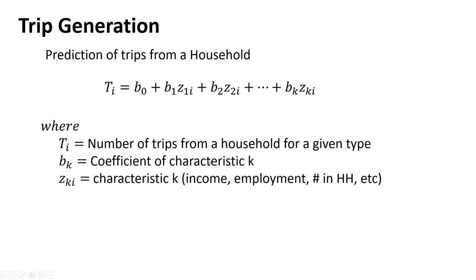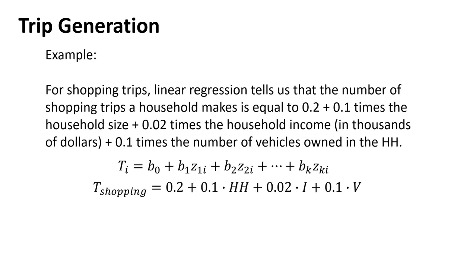And these characteristics could be those things we just talked about: income level, number of people who live in the household, number of vehicles you own. Those are some of the biggest indicators of number of trips made. And so there's some coefficient for each one of those characteristics as we come through it.